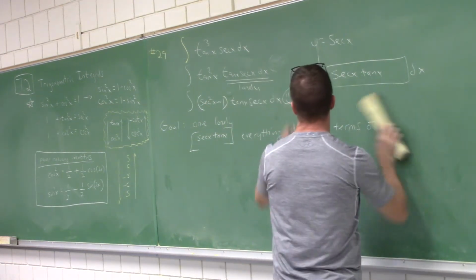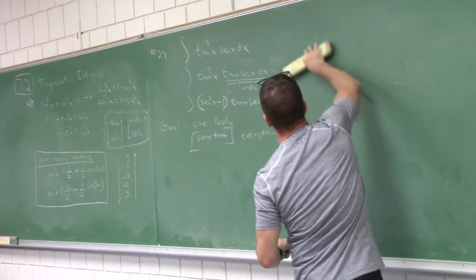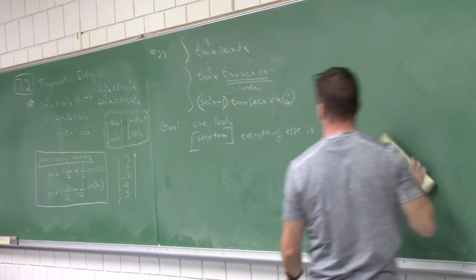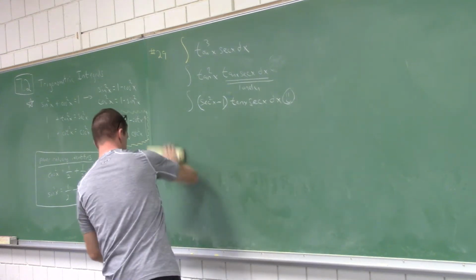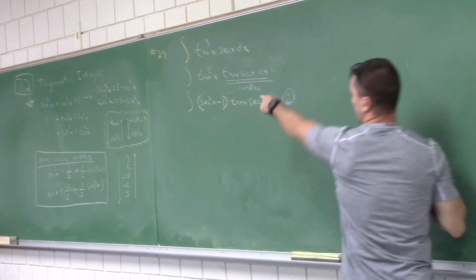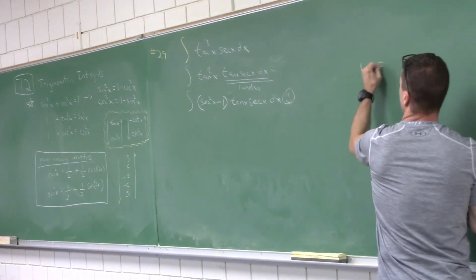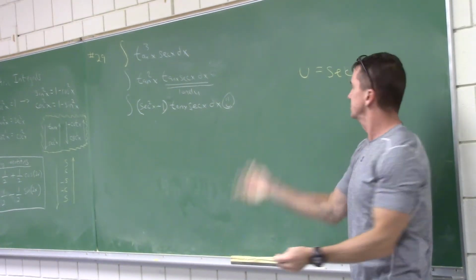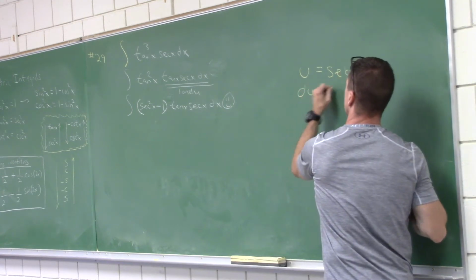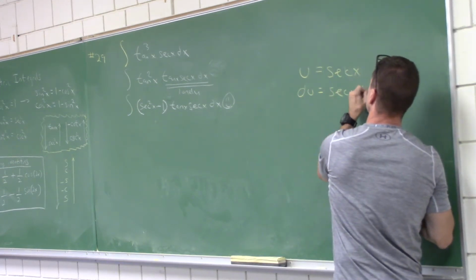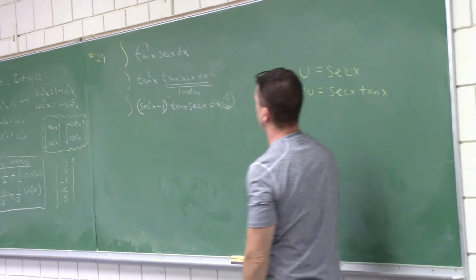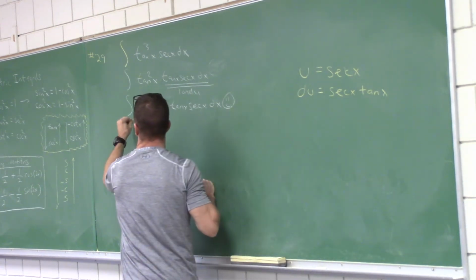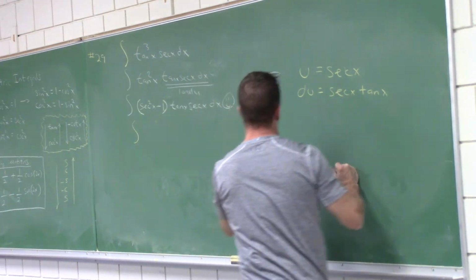All right, what are we going to let u equal to? Put it over here. Got our goal. Thanks again. Go off to the side, and this is what we'll do. u equals secant of x. du equals secant x tan x dx. What about the dx? And I'll put the dx there right here.